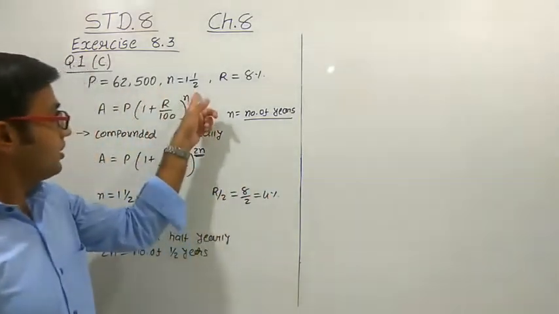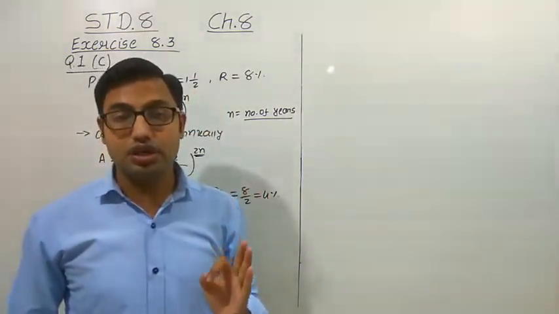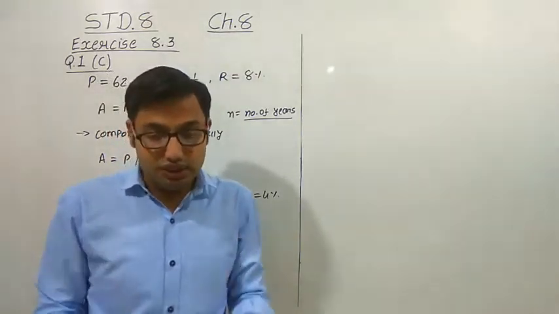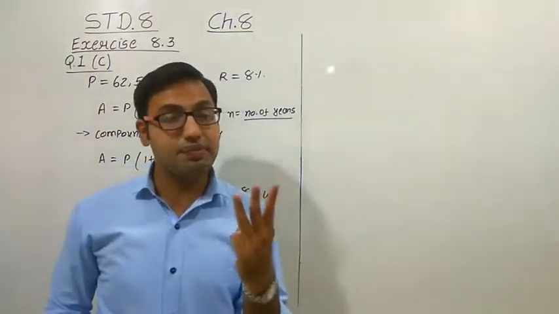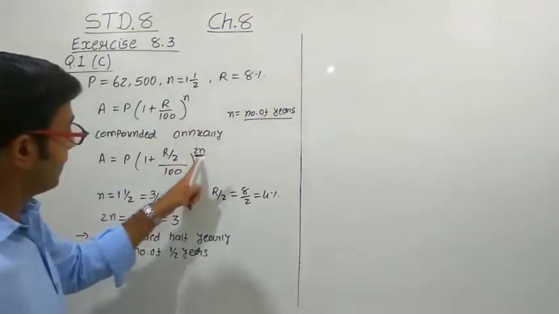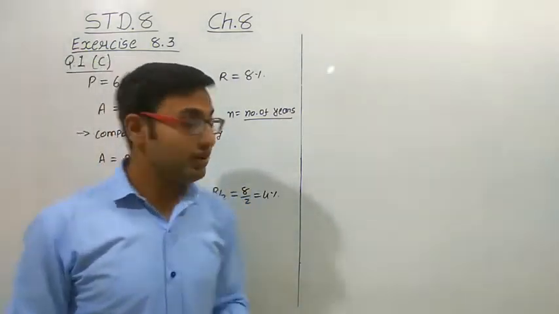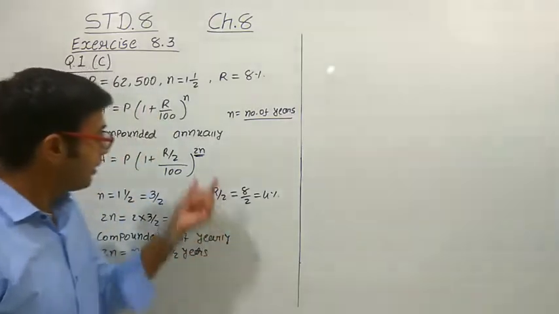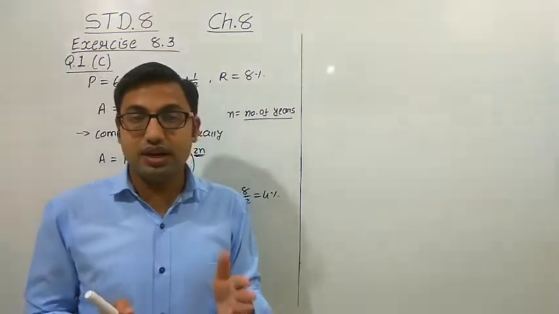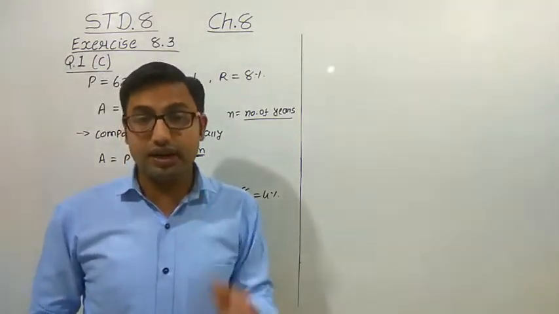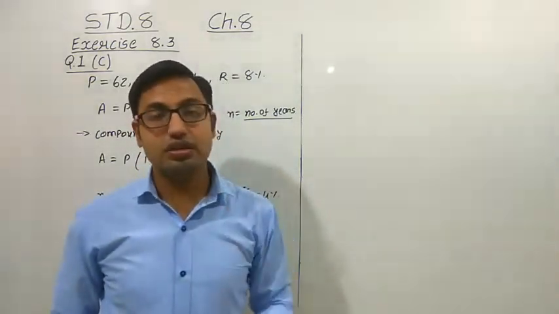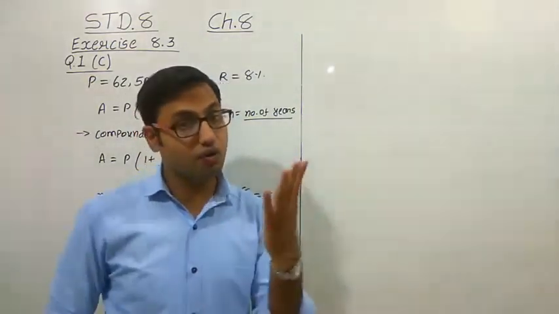So total is how many months? Total is 18 months. So when we cut it into parts of 6 months, how many parts are we getting? 6 months, 6 months and 6 months. 3 parts we are getting. That is what we have to take as a power. If we had been given 2 years here, then what will be the value of 2n? The power we have to take here will become 4, because 2 years is divided into 4 parts: 6 months, 6 months in the first year, 6 months, 6 months in the second year. So 4 parts we are getting.